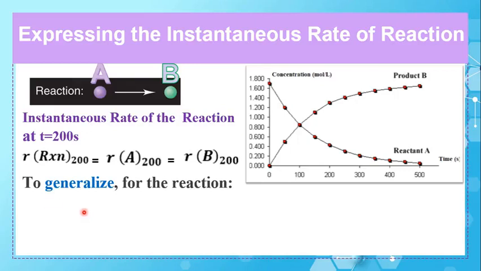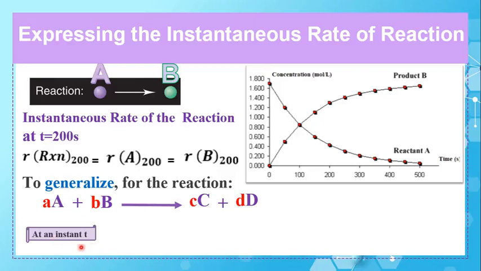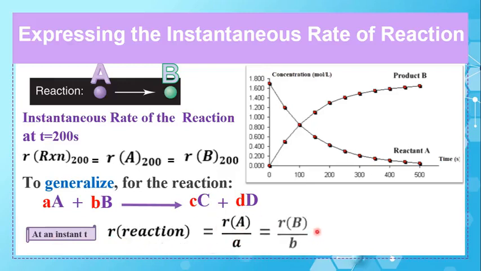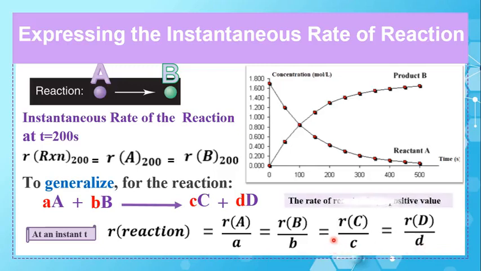So, in general, for a reaction where the reactants and the product have stoichiometric coefficients different than 1, and for an instant t chosen, we can say that the instantaneous rate of the reaction is equal to the instantaneous rate of disappearance of the reactants over the stoichiometric coefficients, or it is equal to the instantaneous rate of formation of the products over their stoichiometric coefficients. Always remember that the rate of reaction has a positive value.